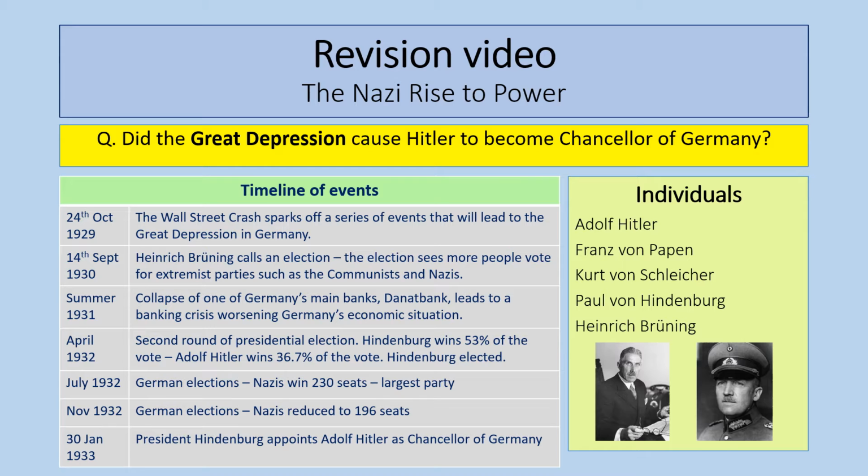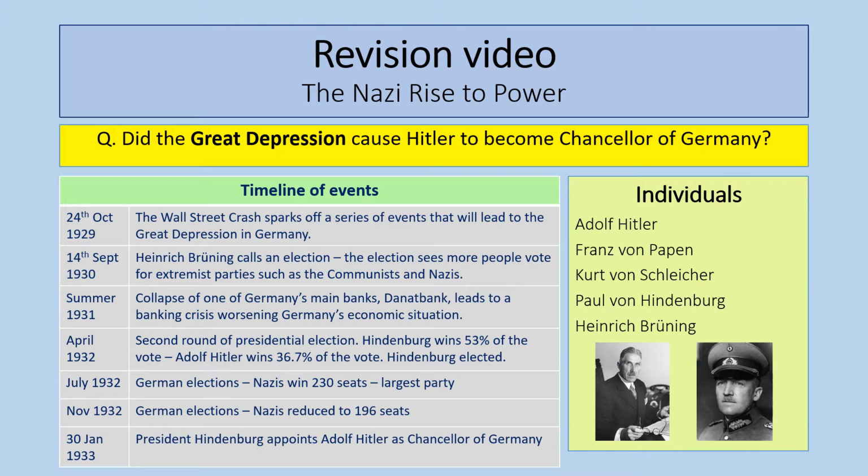And then the depression in Germany just got worse with the German banking crisis, which took place in the summer of 1931. The collapse of one of Germany's main banks, the Danat Bank, led to a banking crisis which saw 5 banks go bust. And then throughout 1932, Adolf Hitler increased his personal profile, coming second in the second round of the presidential election in April 1932, which of course Hindenburg won. And in the July 1932 election, the Nazis won 230 seats and were the largest party in Germany.